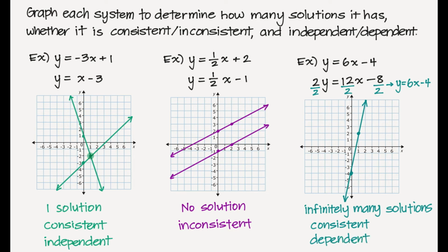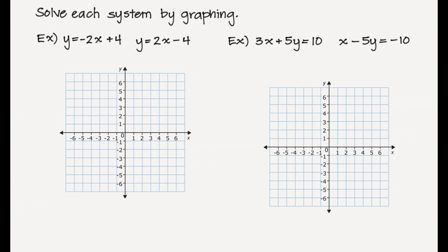Now, for the second half of this lesson, we're going to actually solve each system by graphing. So y equals -2x plus 4. I'm going to start at 4 and go down 2 and over 1 and draw my line. My second equation, I'm going to start at -4, and I'm going to go up 2 and over 1 and draw that line. And notice they are intersecting at the point 2, 0.